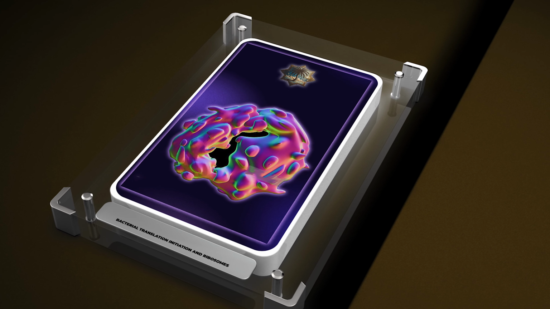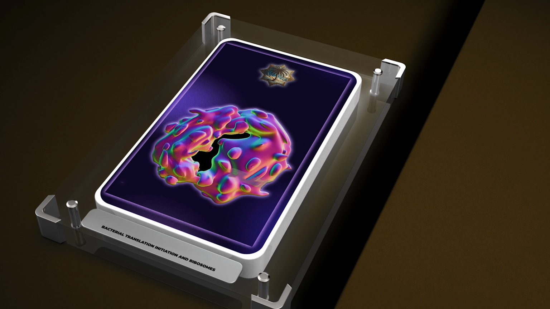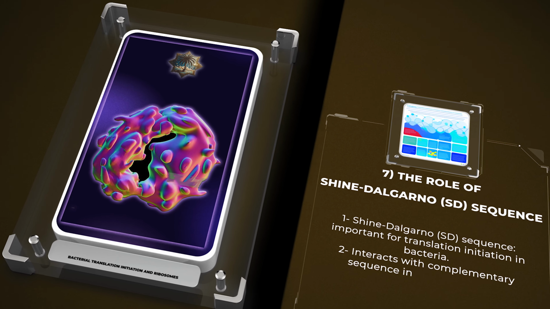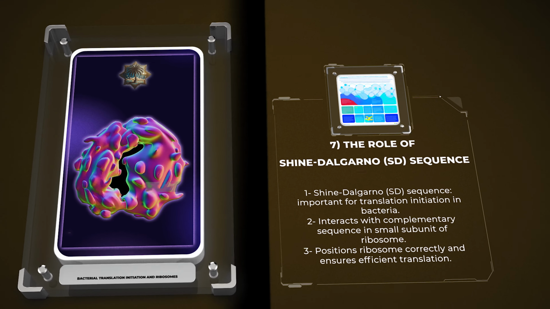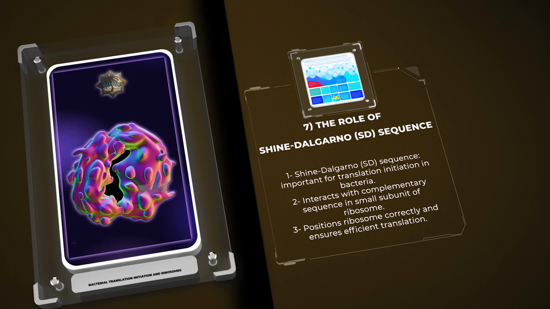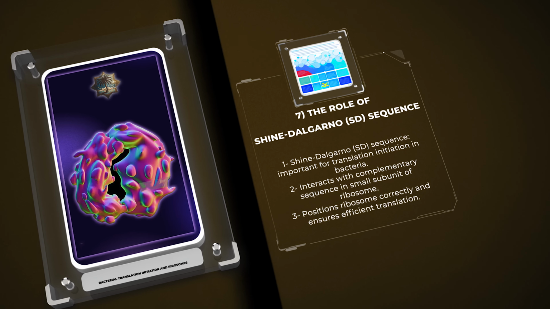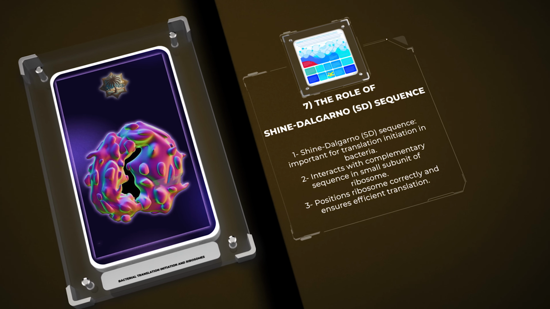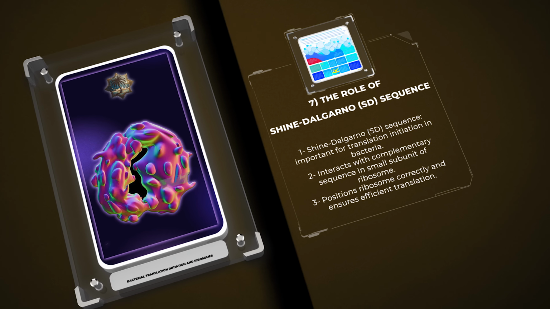The Shine-Dalgarno (SD) sequence is a short nucleotide sequence located in the mRNA upstream of the start codon in bacterial cells. It plays a crucial role in translation initiation by interacting with the complementary sequence in the small subunit of the ribosome. This interaction helps in positioning the ribosome correctly and ensures efficient translation.